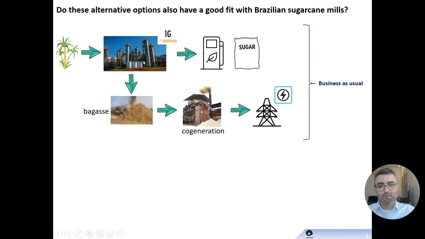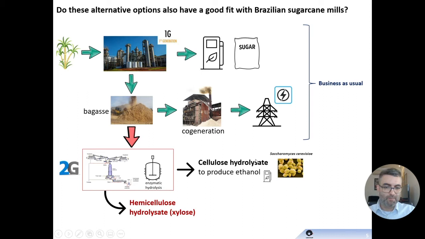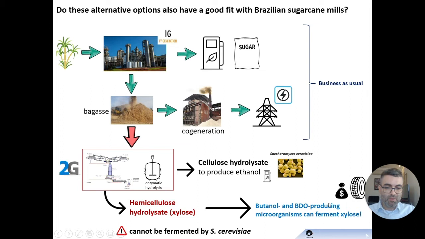The sugarcane mills in Brazil use sugarcane to produce ethanol and sugar, and the resulting bagasse is burned to produce steam and power. And in the future, with investment in second generation ethanol production, the cellulose fraction of the bagasse would produce glucose that can be easily fermented by Saccharomyces cerevisiae, the yeast used in first generation ethanol plants. On the other hand, the hemicellulose hydrolysate contains xylose that cannot be fermented by yeast such as Saccharomyces cerevisiae. But butanol and BDO producing microorganisms are bacteria and they can ferment xylose.